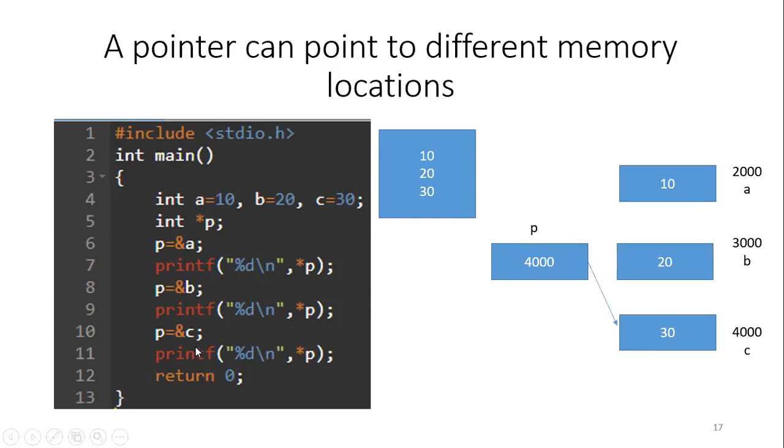Then I am writing the statement printf %d comma star P. Since I want star P, I have to take this 4000 from P. This is now P only. To get star P, I have to go to that address 4000. Then in that address, whatever value is available, I have to take that value. Here we have a value of 30. So you take this 30 and that will be printed on the screen. Now we can see 30 is also printed on the screen.